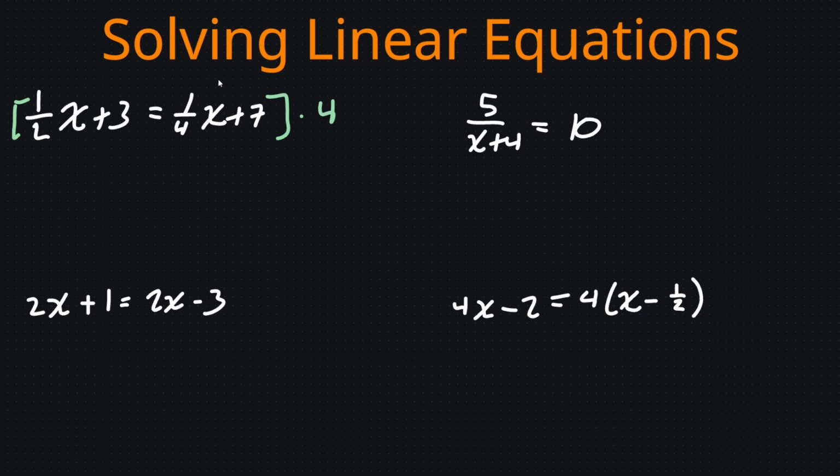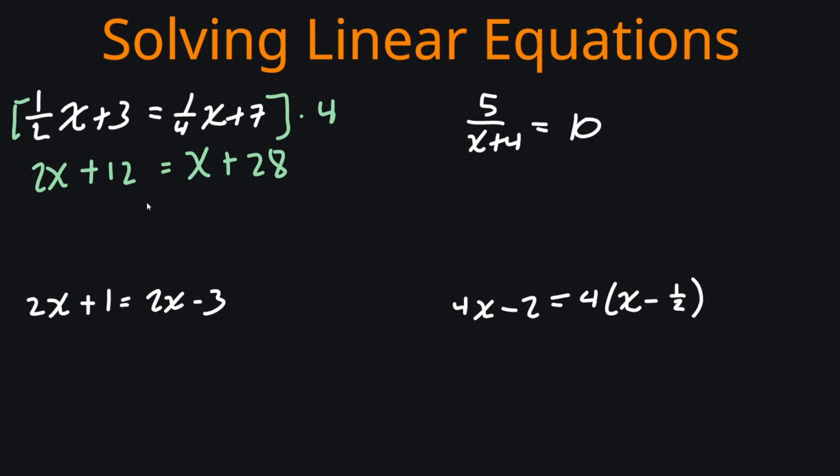Now I have to distribute that 4 to everything, including the 3 and the 7. So when I get 4 times 1/2, that leaves me with the 2x. 4 times 3 is a plus 12. 4 times 1/4 is just 1. And so I'm left with a singular x, 1x. And then 4 times 7 is going to be 28. And so now I have the same equation, but with no fractions happening, which is really convenient.